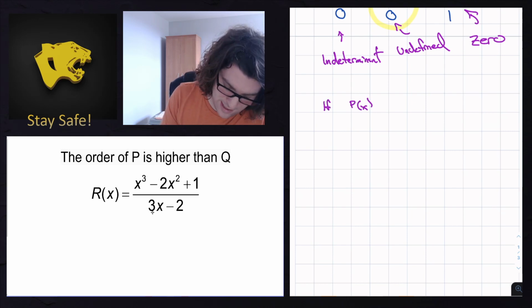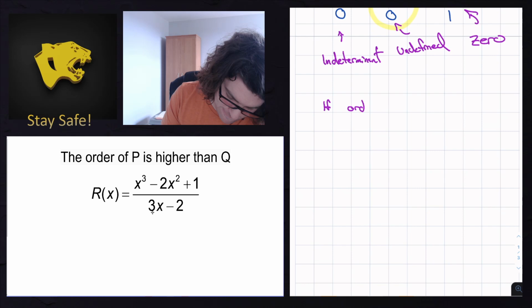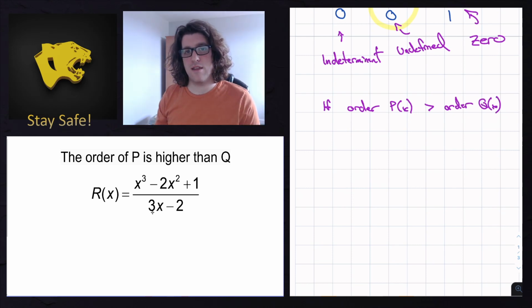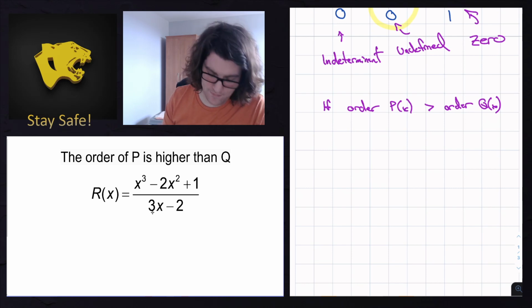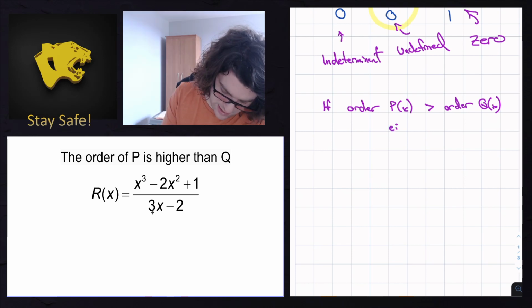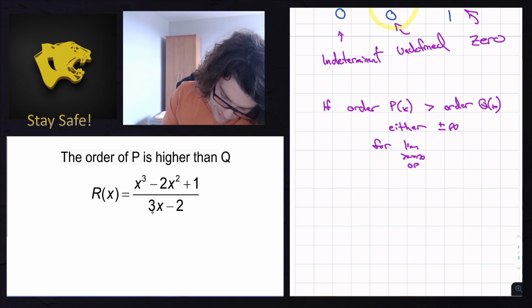If the order of p of x is greater than the order of q of x, so if the order is higher in the numerator than the denominator, you'll get either plus or minus infinity for the limit as x approaches infinity, or the limit as x approaches negative infinity of r of x.